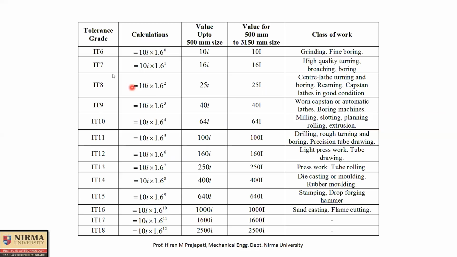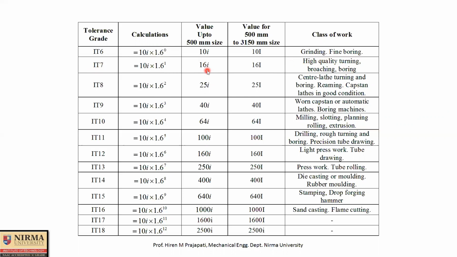Each IT grade represents a particular manufacturing process. If you take the example of IT 7, then IT 7 is for high quality turning, broaching and boring operations. Means if you do turning, then you get dimensional accuracy of grade IT 7. And if I'm getting dimensional accuracy of IT 7 grade, then what is the tolerance value?